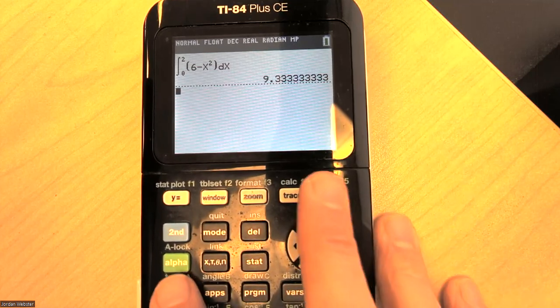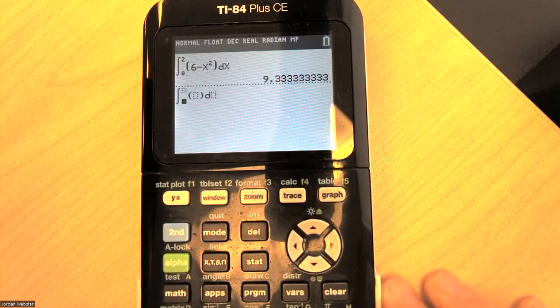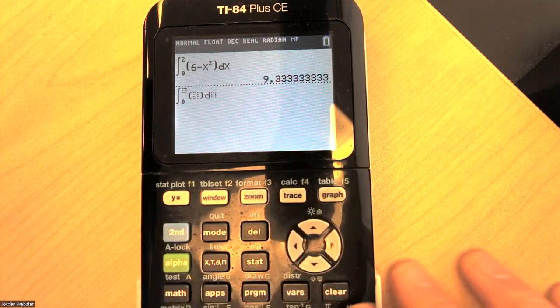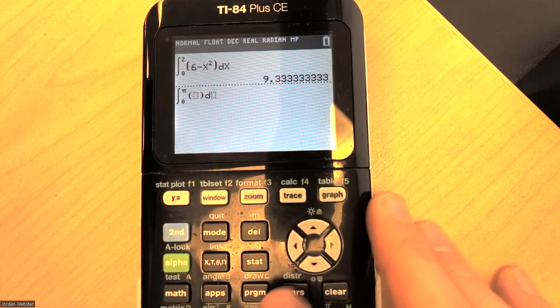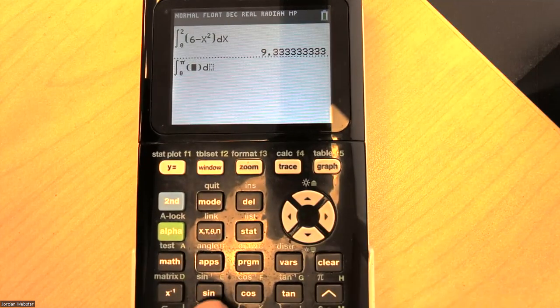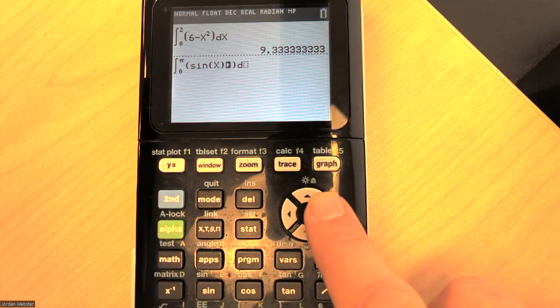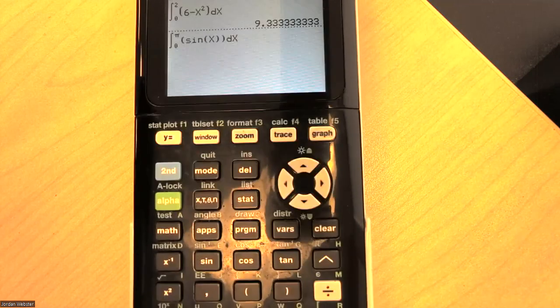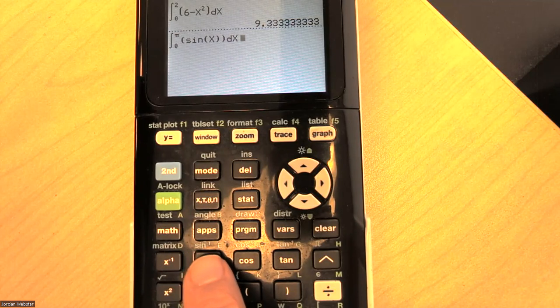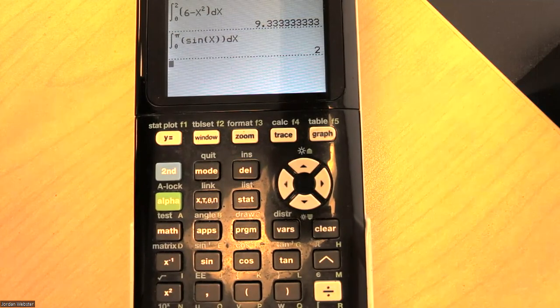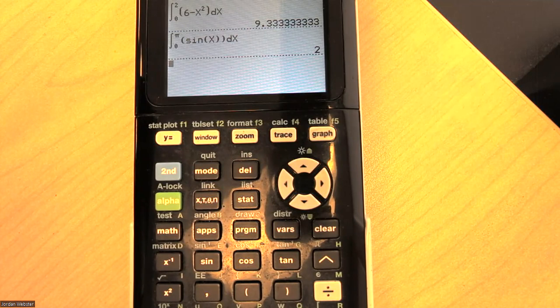Anyways. And then if we were to do 0 to pi of sine of x, the sine function is on our calculator already. You've seen that before, there's a sine function. Hit enter. And you get 2. So the area under the sine curve from 0 to pi is 2.